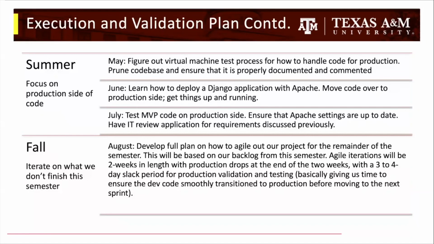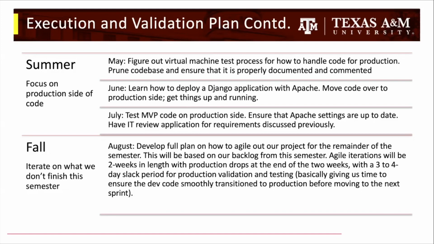So I'm by no means an Apache expert, so I'm going to spend some time researching how we're going to be able to do that. This is my first ever real deal production deployment, so I'm looking forward to that. So hopefully by July, I have Apache figured out. I'm hoping to basically take the code that we have at the end of the semester as a minimally viable product and put that on the production side and make sure everything's wired up properly, get everything up and going properly.